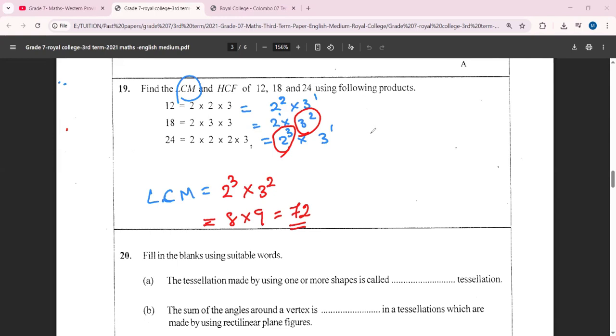That is the least common multiple. If you find the highest common factor, you have to get only the common factors. You have to just take what is common in all these 3, and get this 2. That's all we can do. Right, the highest common factor is 2 into 3, which is equal to 6.